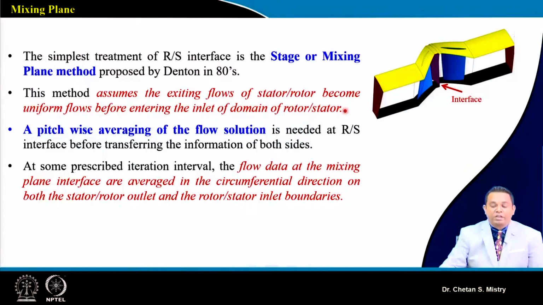So basically the flow data we have at the mixing plane is averaged out in a circumferential direction. Suppose the flow is coming out from the rotor. When it reaches the interface region, the flow parameters get averaged out circumferentially. That data will then be transferred to the stator domain. Now this is very tricky, and this is a very challenging aspect when we are analyzing the stage.